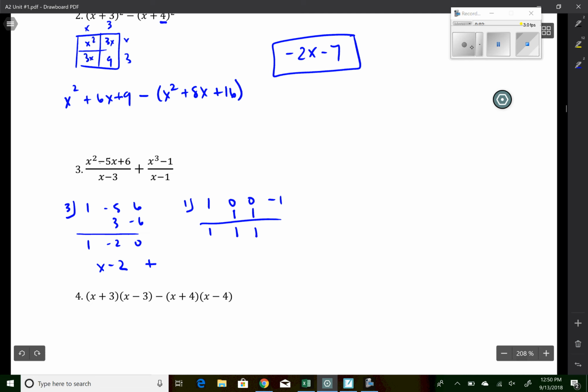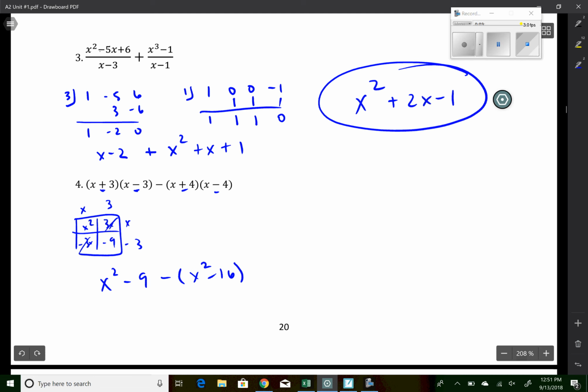Now if you notice the same structure here, this is going to be x squared minus 16. If you want to do the whole multiplication, it's totally fine. So then if you do x squared minus x squared, that's nothing. Negative 9 minus negative 16, it becomes a plus. So this answer is just 7.